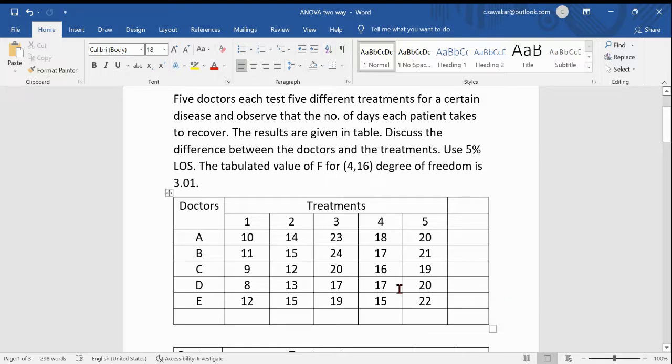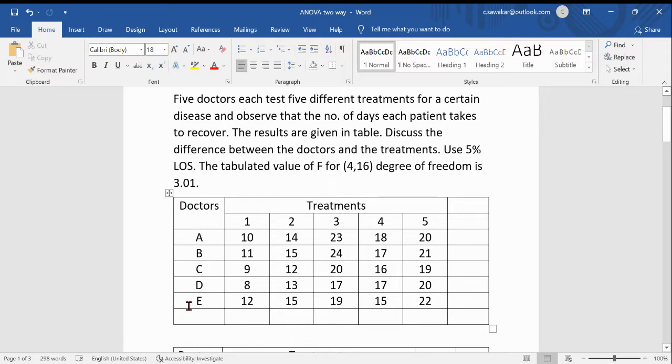That is one part. Now the second part is about the doctors. The treatments are listed in the form of columns, and whenever we have five samples collected like this, that is how we studied one-way ANOVA. So for checking the doctors, what we could have done is shift the doctors, who are listed in rows, and change these rows to columns.